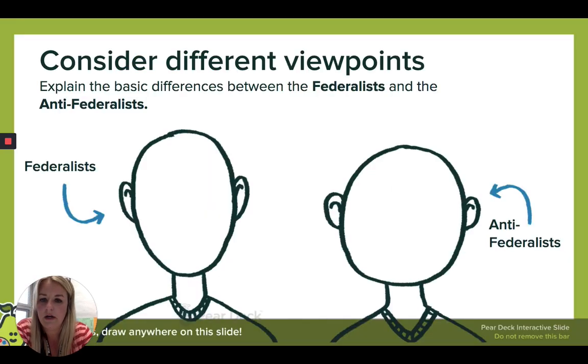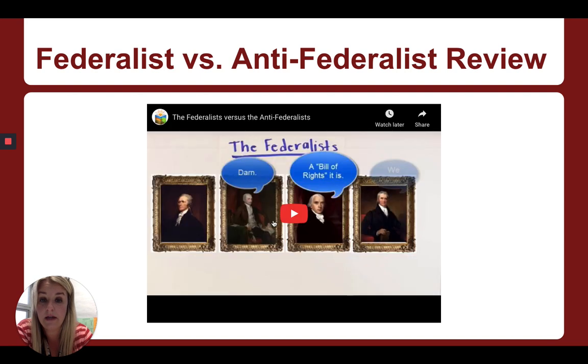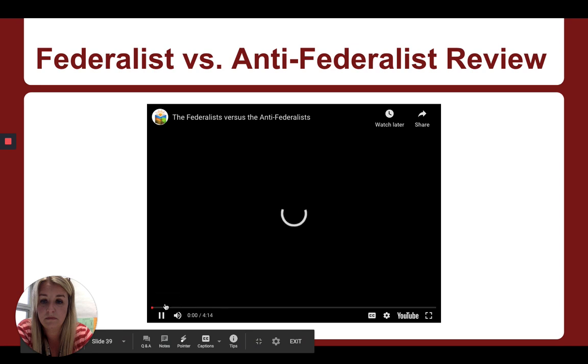All right, so you should take a second here, and this is not what it looks like on your sheet, but go ahead and fill out what are the 2 differences between the Anti-Federalists and the Federalists, and as you do that, I'm going to have you watch this video for a few more details.